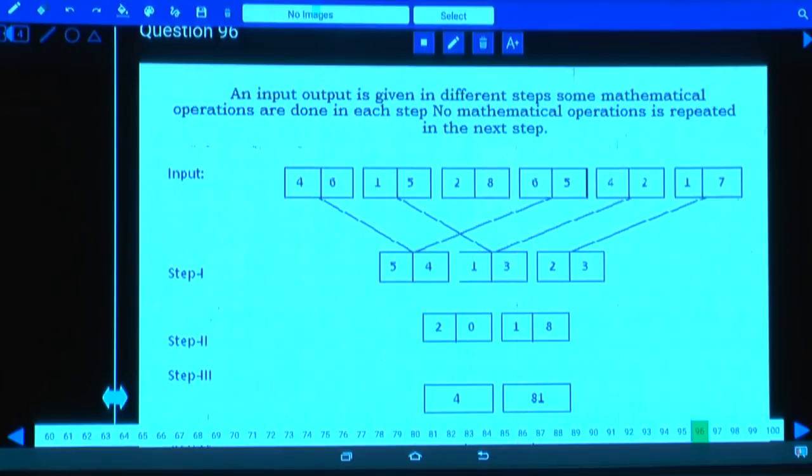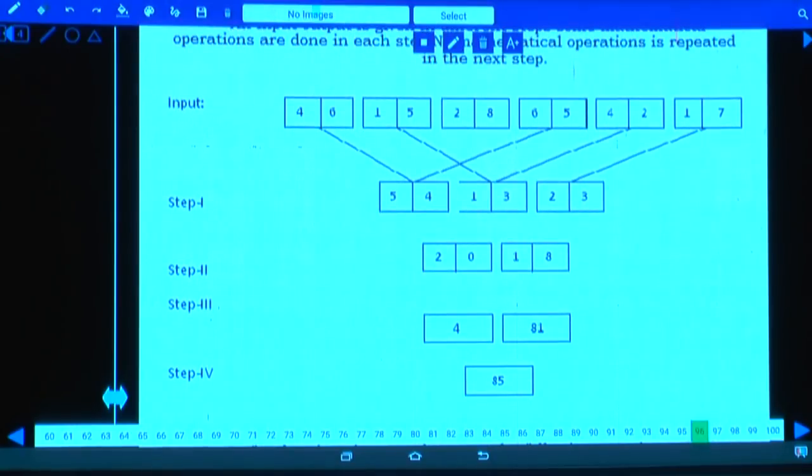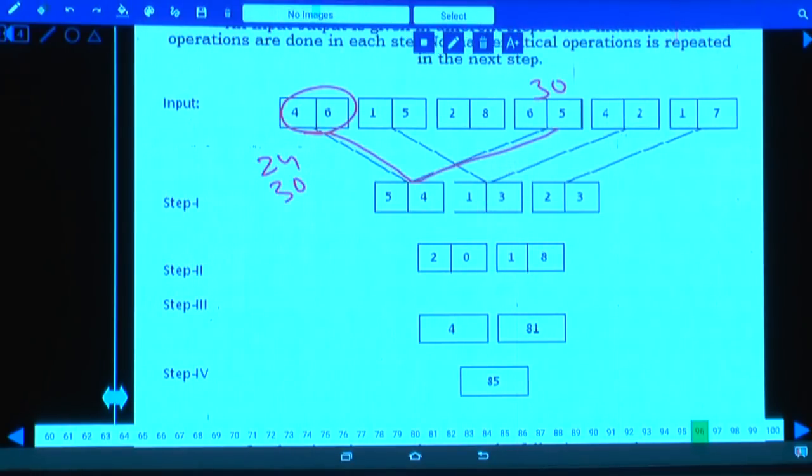How will you get this 54? Now the relation between the first block and the fourth block. What is the product of these two? 4 into 6 is 24. And the product of this one is 30. And this 24 plus 30 is nothing but 54. That is the first one.